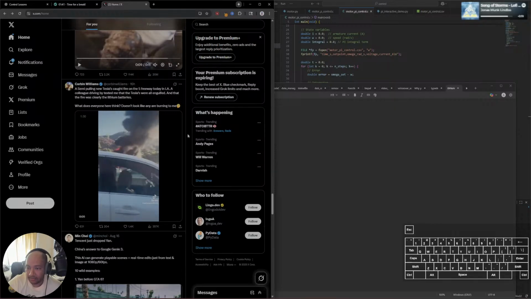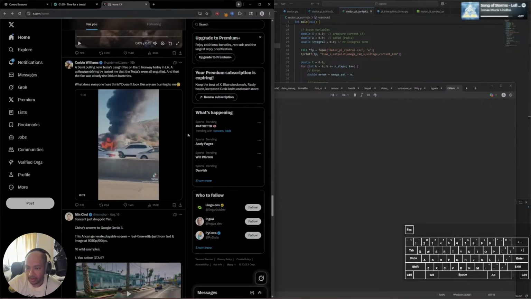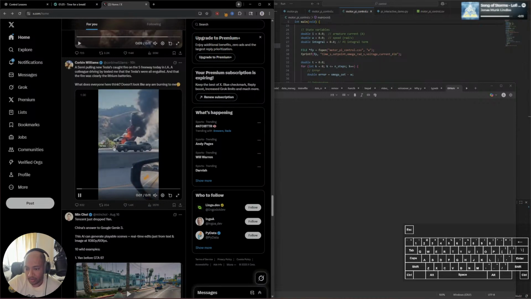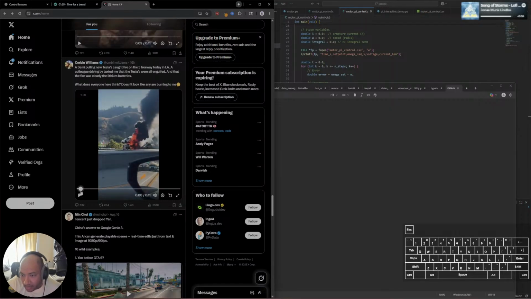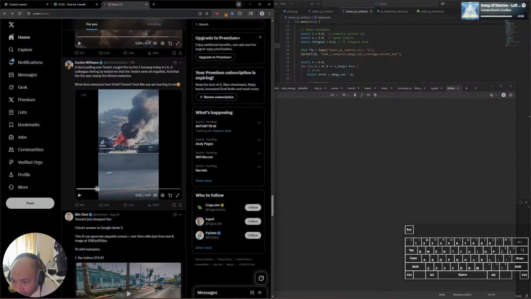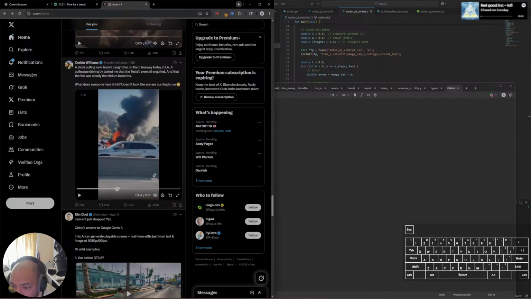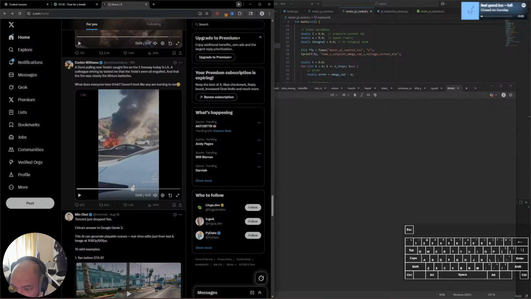Semi-truck, a new Tesla Semi, caught fire on the 5 freeway today in LA. Yikes, that battery exploded? What? It kind of looks like, wait, kind of looks like the truck exploded. Or is that from a car? No, it looks like the truck exploded. From what I'm seeing.